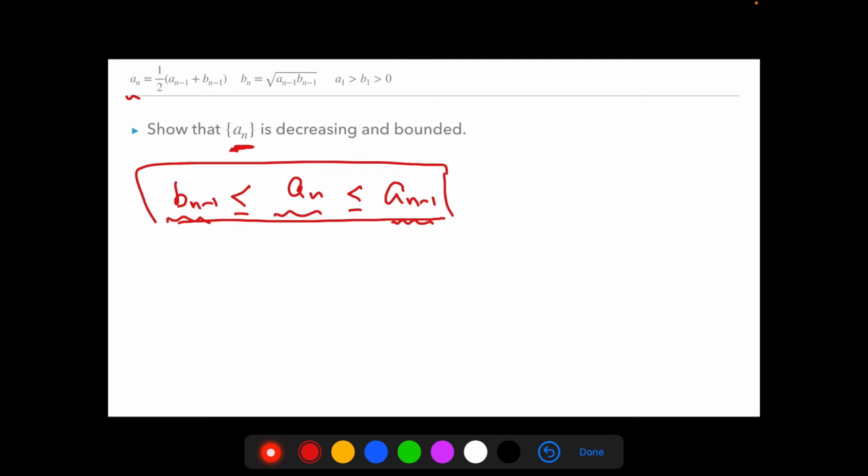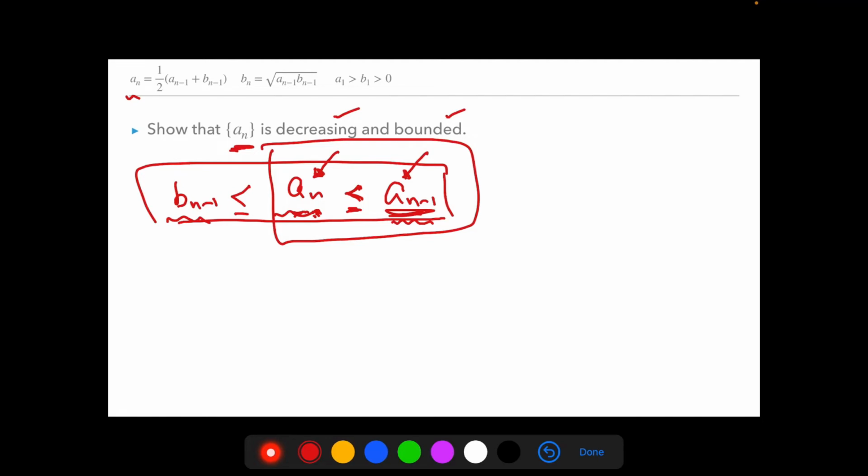And so, the inequality symbol looks like this. And what do we see here? We see here that a sub n is less than the preceding term. And this is what a decreasing sequence is. The terms in the sequence are always less than or equal to the preceding term. And so we've shown that it is decreasing.